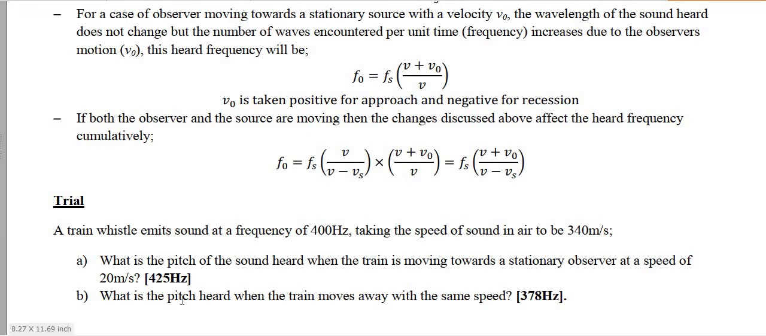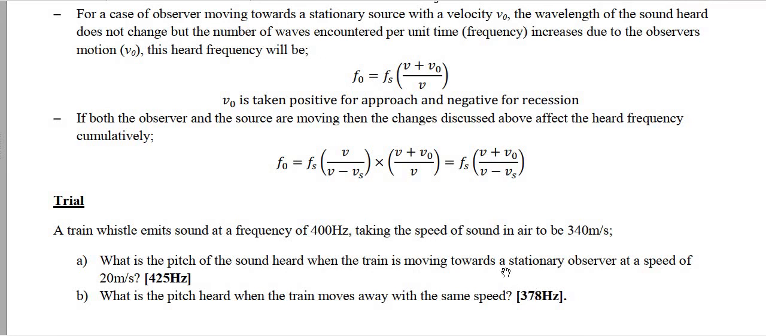Now, when you get to part 2, what is the pitch heard when the train moves away with the same speed? Now, what will happen here is that we are going to consider this 20 as negative, because we're talking about a recession, movement away from the observer. So this is basically going to make us have this point as positive. When we get that point as positive, that will make us get to this answer here.